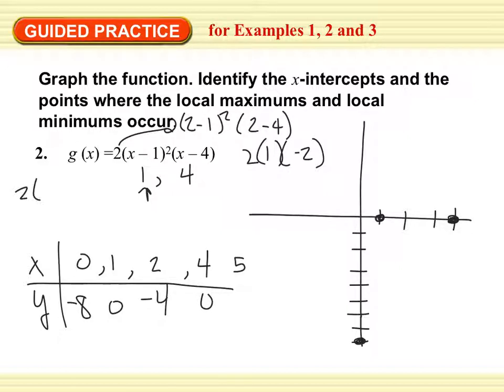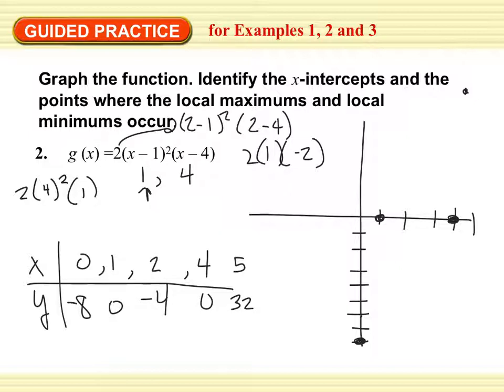5 minus 1 is 4. 5 minus 4 is 1. So 4 squared is 16 times 2 is 32. So where the 5 is, it's going to be way up there, like even further.